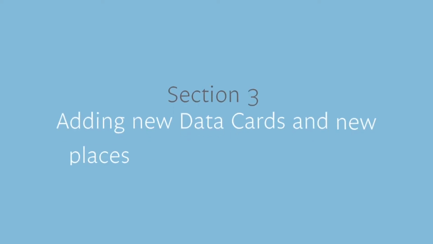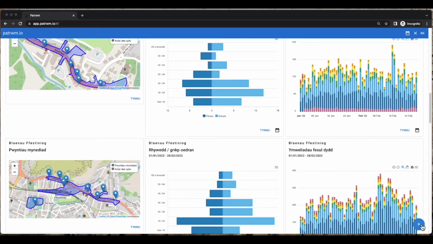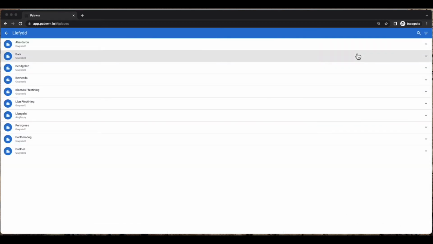Section 3. Adding new data cards and new places to your view of Patrwm. Patrwm has been designed to let you choose what you want to see. You can customise your view by selecting the big blue circle at the bottom right of the screen. This will allow you to add different cards from any of the places that Patrwm covers.